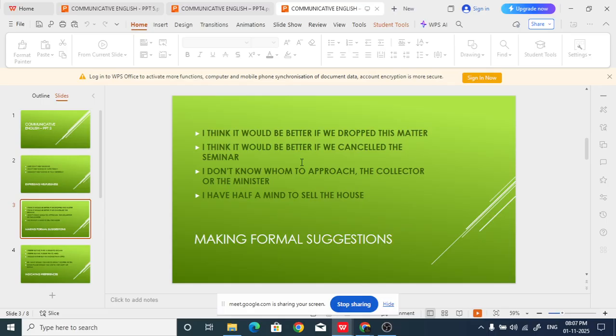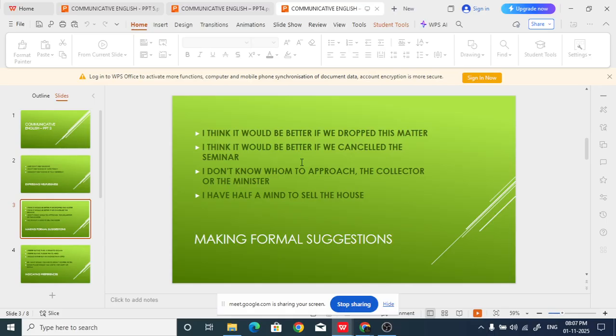Let me make a sentence. I think it would be better to go to Ooty instead of Aircard for our picnic. So let us say they are talking about a picnic and whether to go to Ooty or Aircard or some other place. So you have to give your suggestions.